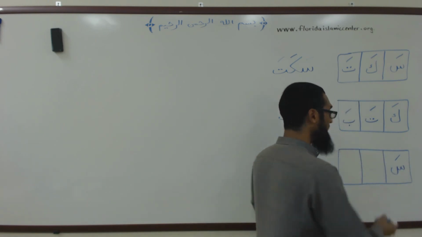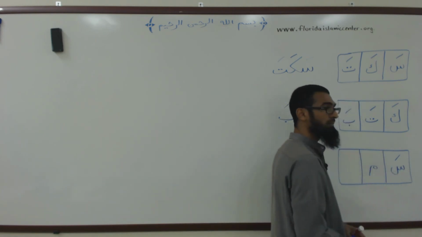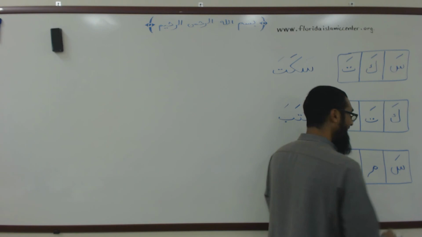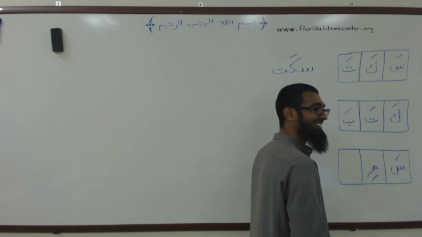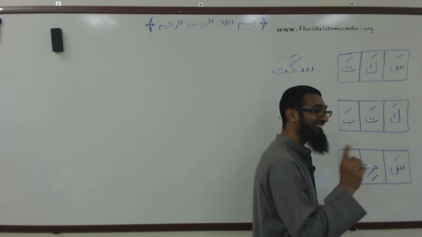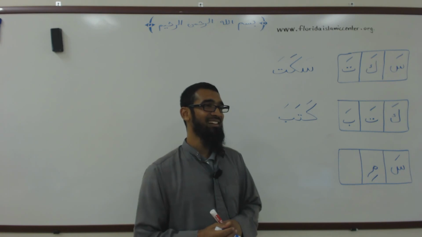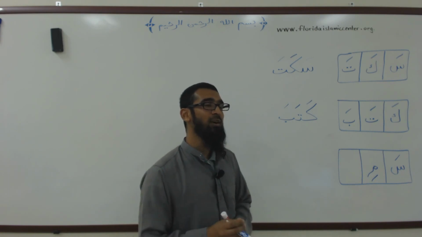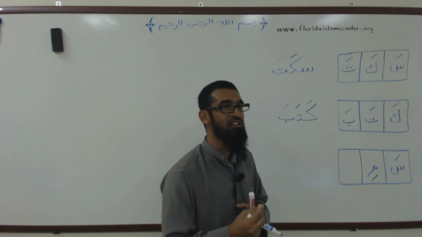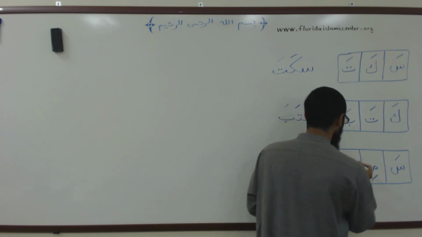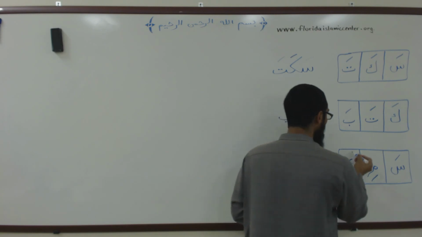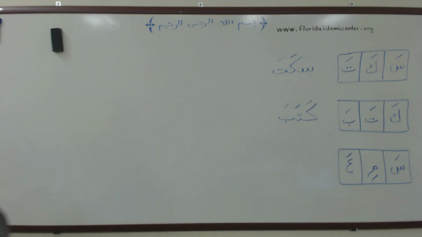What's the next one? Meem. Which vowel is on the meem? Yeah, the kasra. And what's the last letter? No, not a hamza. If it was a hamza, I would have said it differently. But I said sami'a. That's an ayn, right? Okay, so sami'a. Now you have 30 seconds to write it.